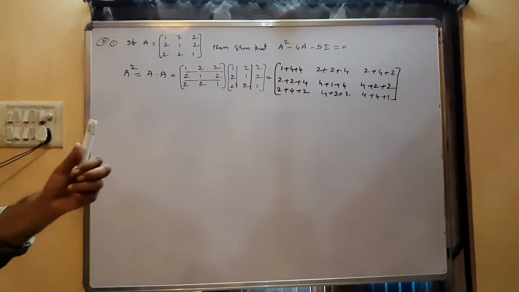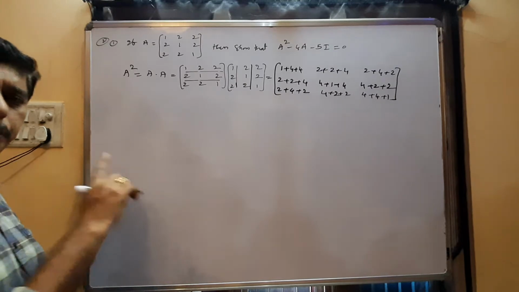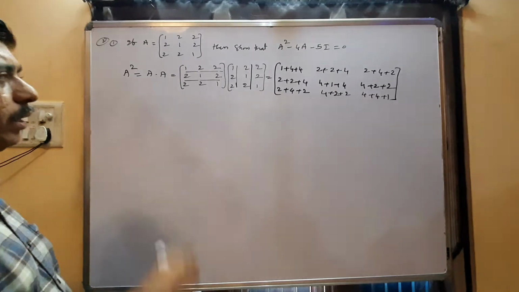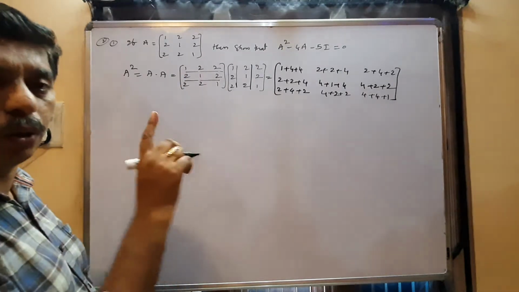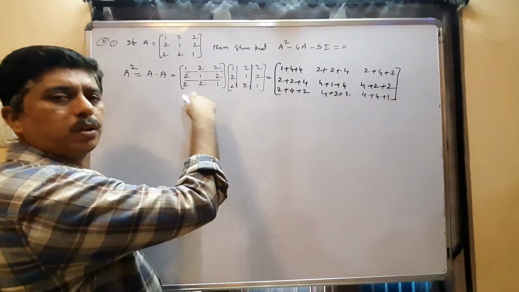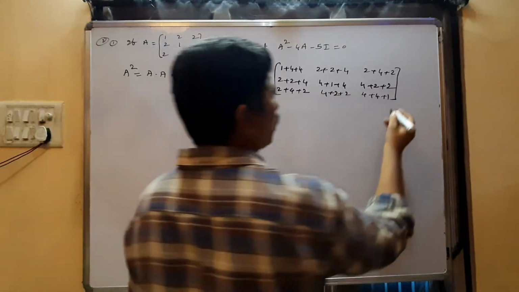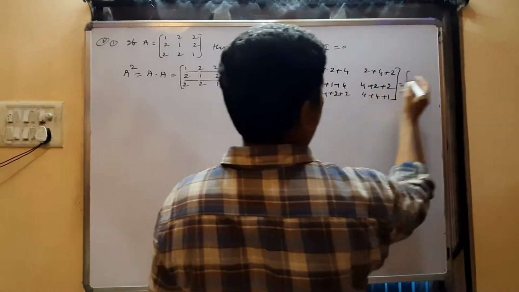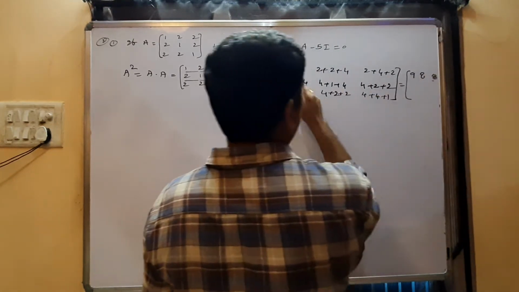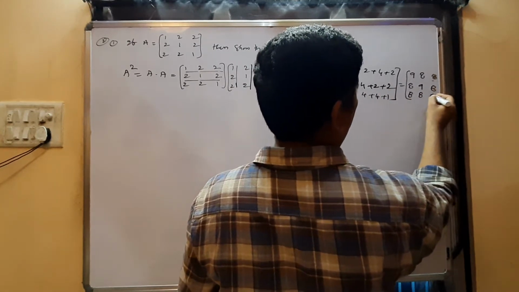First row into first column gives the first row first element, first row into second column the first row second element, first row into third column the first row third element. With respect to second row, second row into first column is the second row first element, second row into second column is the second row second element, second row into third column is the second row third element. Now with respect to third row, third row into first column is the third row first element, into second column the third row second element, into third column the third row third element. So in total we get 9, 8, 8, 8, 9, 8, 8, 8, 9.